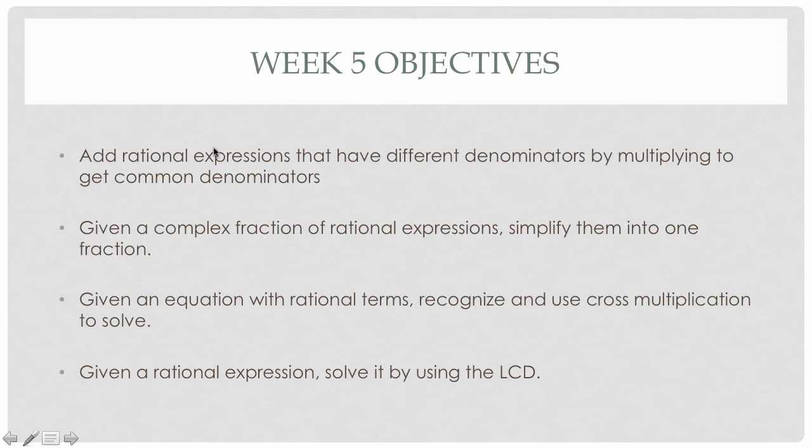Okay, we are done with week 5. We did a little bit of adding. Again, how to get common denominators so we can add or subtract rational expressions. We simplified a complex fraction by again multiplying the numerator and the denominator by the same thing in order to get rid of fractions. We kind of did the same thing with solving rational equations. We multiplied both sides by whatever polynomial we needed such that it would all divide out nicely.